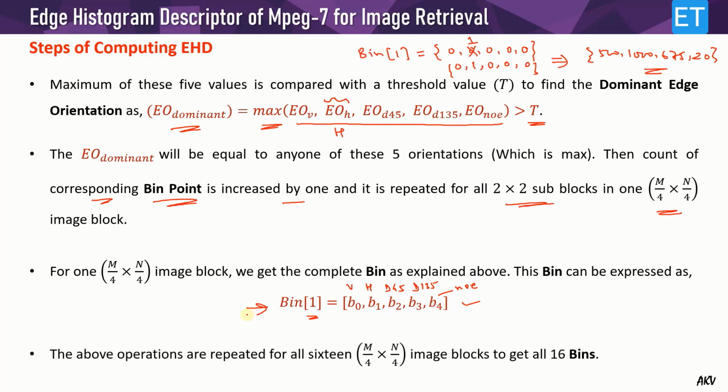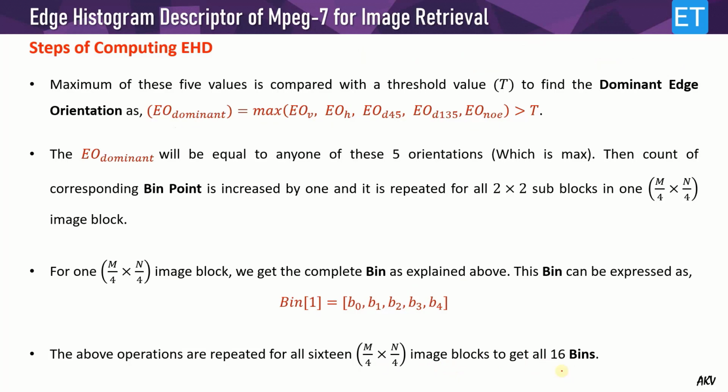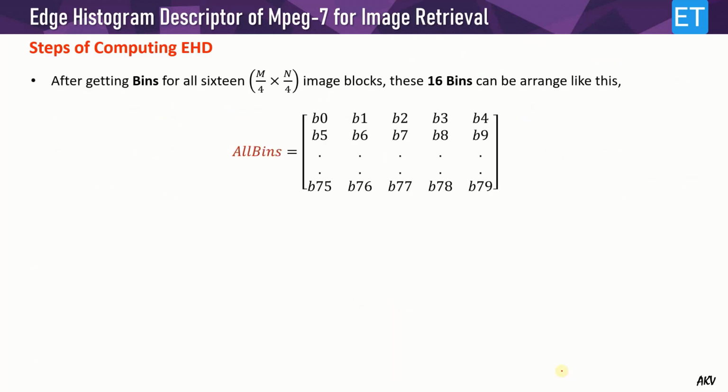The above operation is repeated for all 16 blocks of size M/4 by N/4, and therefore we get the corresponding 16 bins. When we achieve all the 16 bins, we can arrange them like this in another variable, all bins. The first row corresponds to your first bin, computed for your first image block. This is your second bin, computed for the second block. Similarly, we compute the last one for the 16th block.